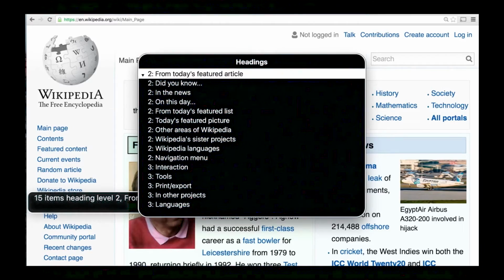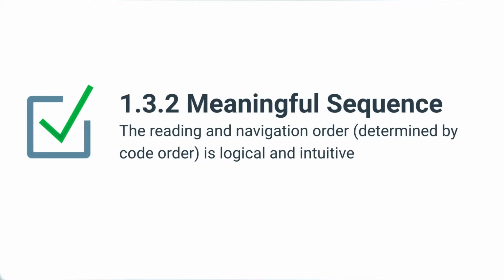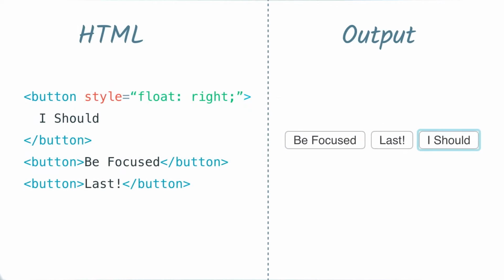Let's look at how we can use HTML headings effectively to recreate the experience we saw in Victor's video. First, I'd like to reiterate Rob's point that DOM order matters, which is also item 1.3.2 on the WebAIM checklist. Rob showed how it matters for focus order, but it also matters for the order read by the screen reader.